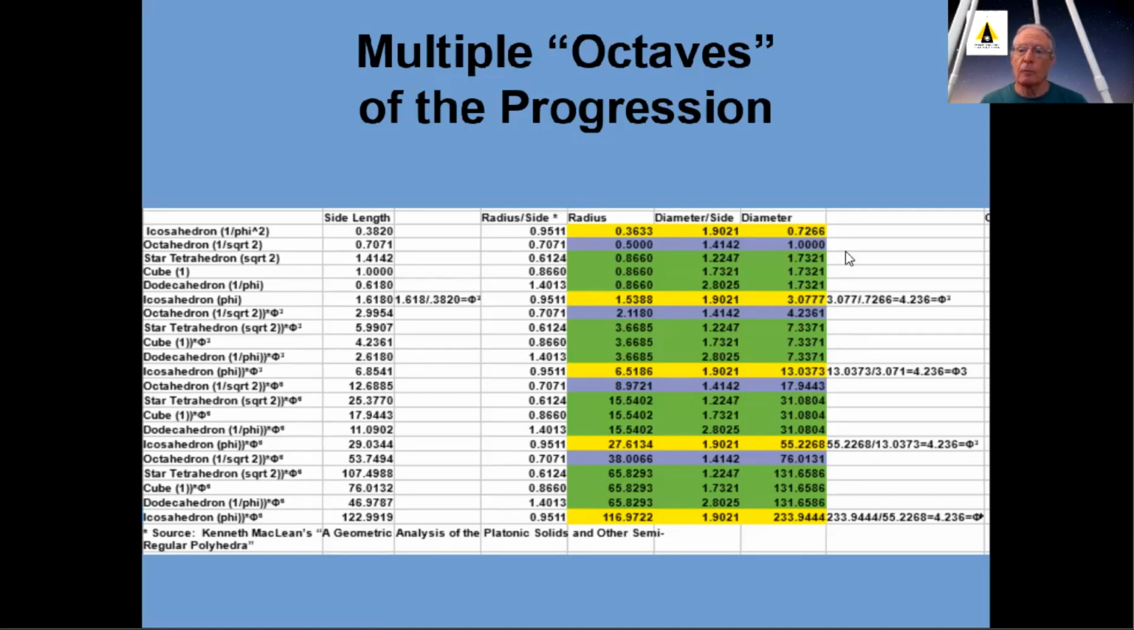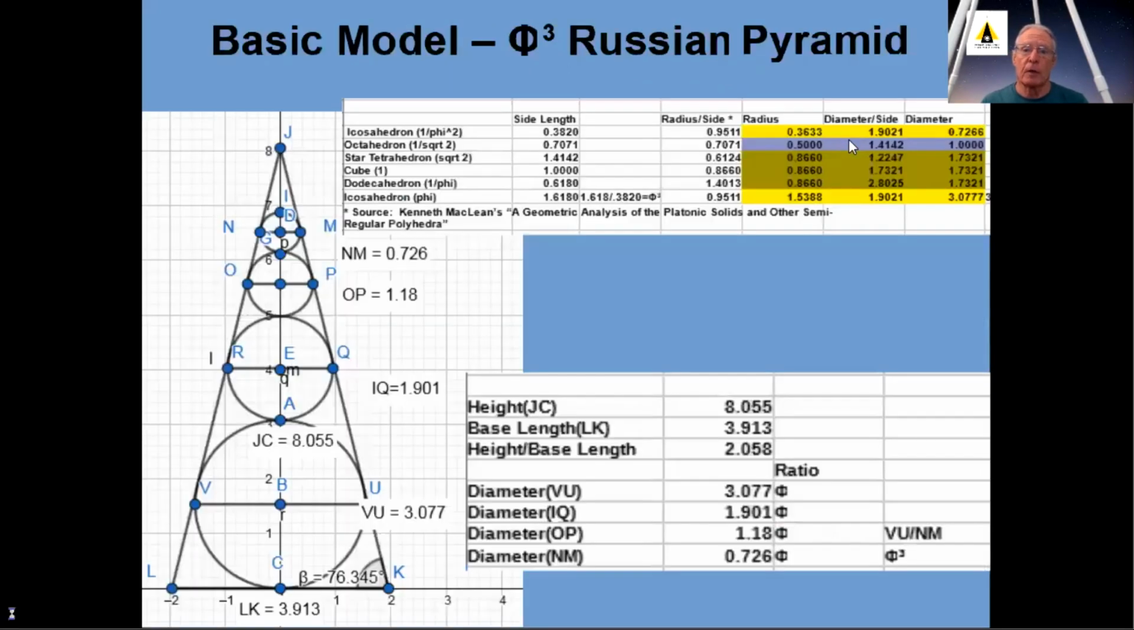So that gives you some perspective on this and shows you that geometry, with the Phi relationships, can grow quite rapidly. So now what I want to do is to go back to the basic model that I showed you before that I used to develop the geometry of the Russian pyramid.